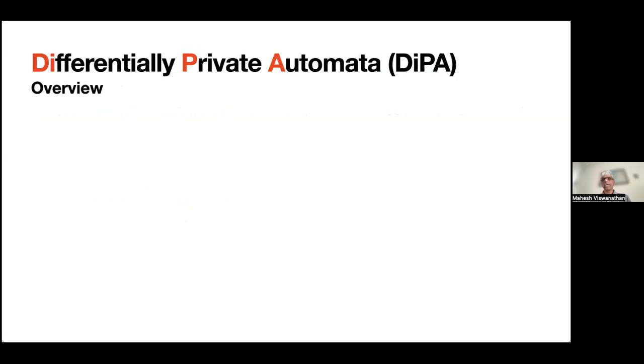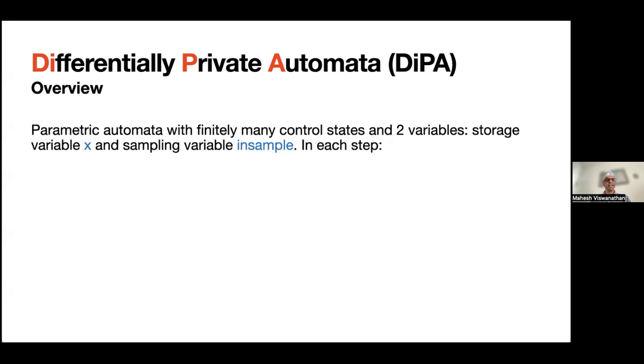Okay. Just to give you a flavor first of the automaton, and then I'll show you the automaton. The automaton is a parametric automaton. As I explained, these differential privacy algorithms' decisions depend on the privacy budget epsilon. So it's a parametric automaton, and it has only two variables. The first variable is used as storage, to remember something about the sequence of numbers it's seen or the sequence of decisions it's made.